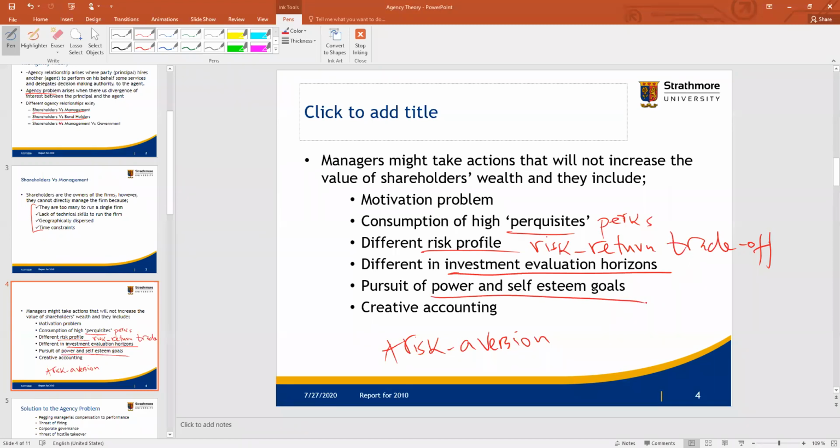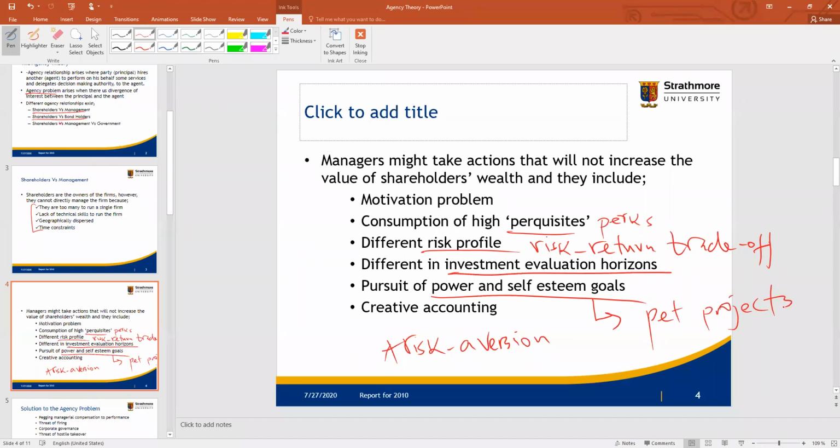Now this may occur in a scenario where the managers want to take up investments that are not meant to increase the shareholders' wealth. Those investments are there to, let's say, pamper the ego of the managers. For example, we have cases where companies do invest in private jets. They have what are called pet projects.